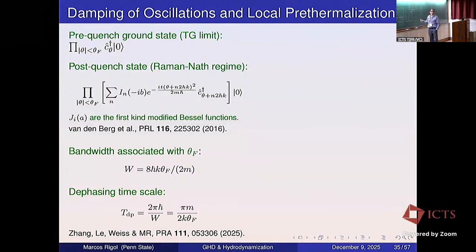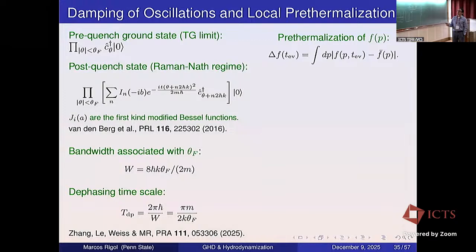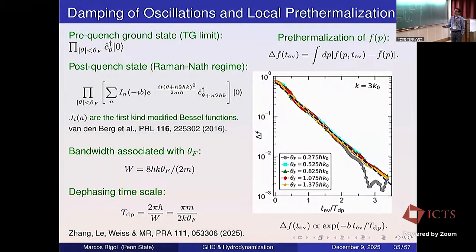So that's the other time scale, which is associated with the bandwidth of this state, because we have states that have a finite width and a finite difference. That width you can calculate is proportional to K and the Fermi energy, and that determines the prethermalization time or the equilibration time. And you can see it in here. You can, for example, calculate the area difference between the time evolving F, the momentum distribution function at some evolution time, and the equilibrated one, the GGE or time average. If you plot the difference as a function of the evolution time, you get an exponential decay.